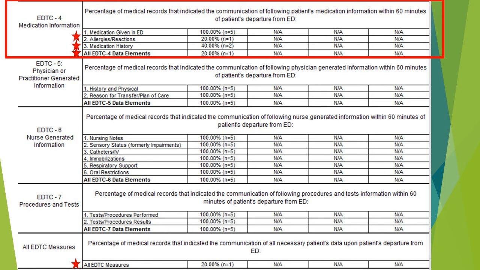But then look, overall, how did I do for ED measure 4? 20%. I met one measure. I met all measures for 1 patient. That's it. So I got a 20%. So that's what I'm talking about, the all or nothing.